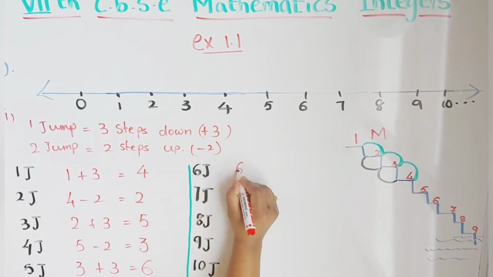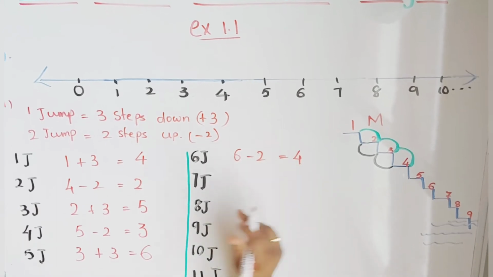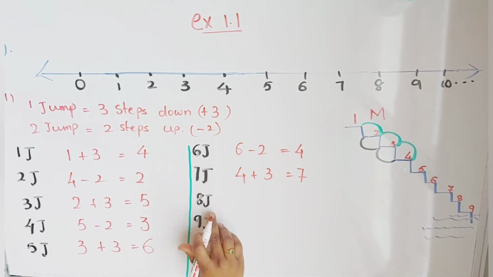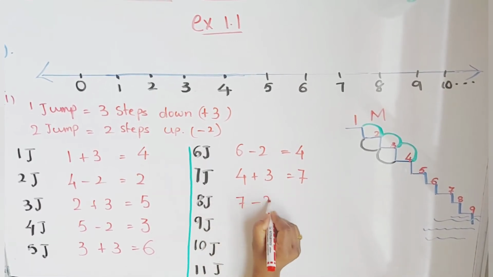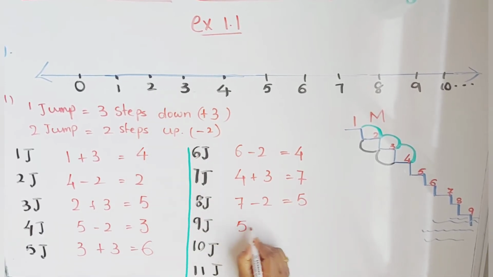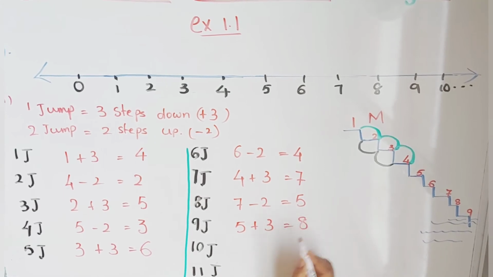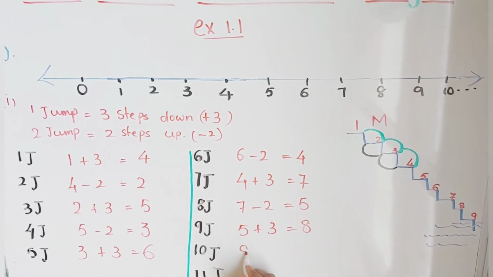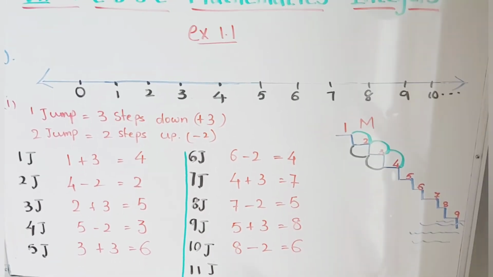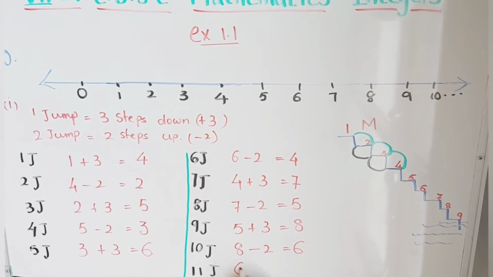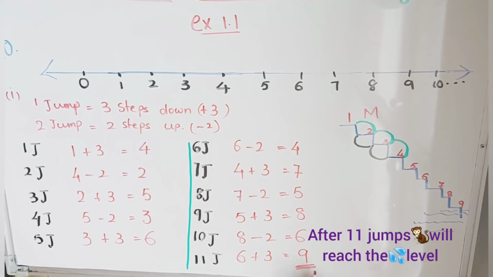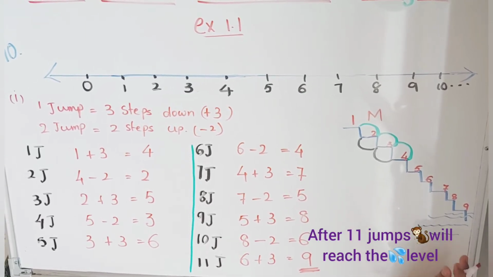Now 6th jump, 6 minus 2, it is 4. 7th jump, 4 plus 3, it is 7. 8th jump, 7 minus 2, it is 5, right? 9th jump, again plus 3. 5 plus 3, it is 8. 10th jump, 8 minus 2, it is 6. Now 11th jump, 6 plus 3. Now what is 6 plus 3? 9. See, this is the 9th step, right? Exactly, the water level is at the 9th step.